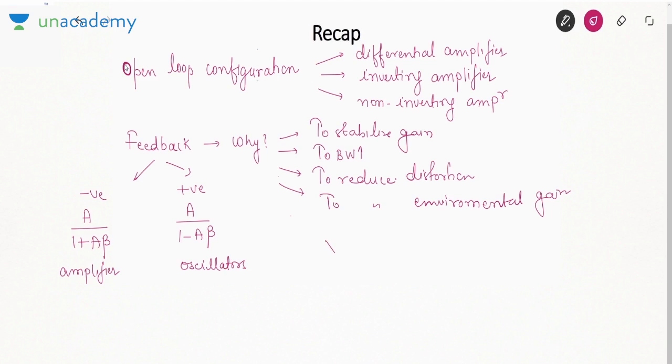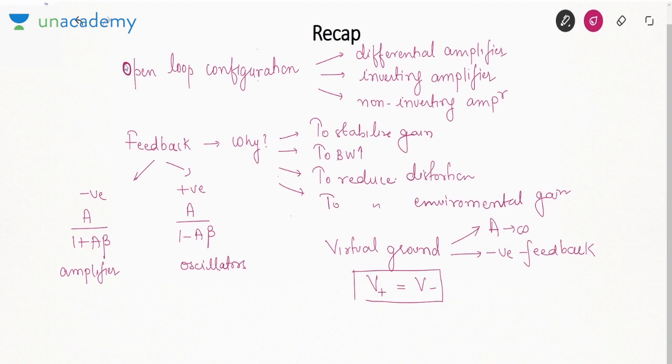And at last, we saw the most important concept, that was the concept of virtual ground. That I told can be applied when these two conditions are satisfied. The first one was open loop gain tends to infinity. Second one was negative feedback. What we meant by virtual ground is the positive and negative terminal voltages will become equal, or you can say both the terminals are shorted. In that case, we can apply the concept of virtual ground.